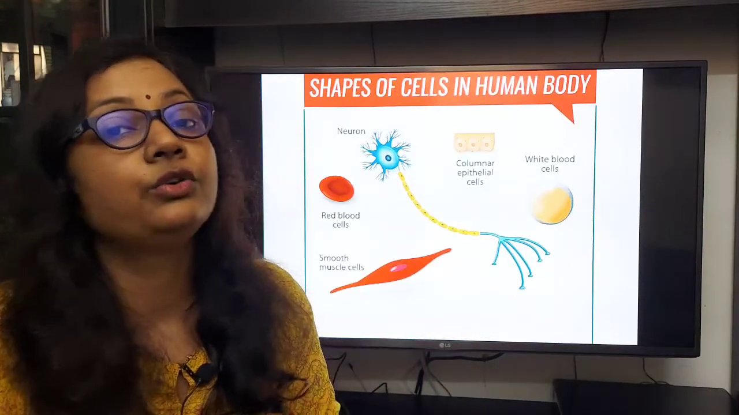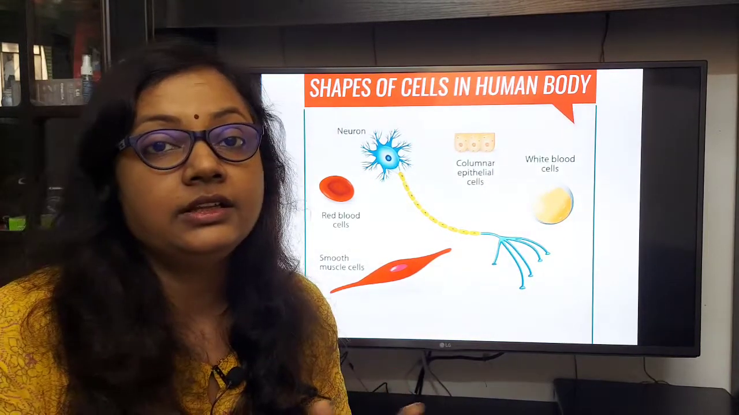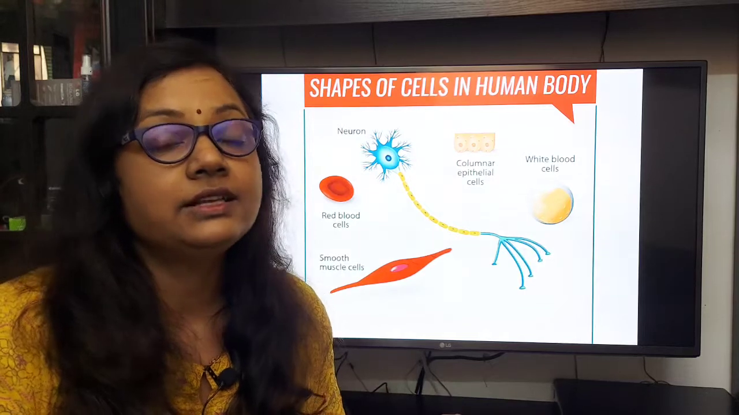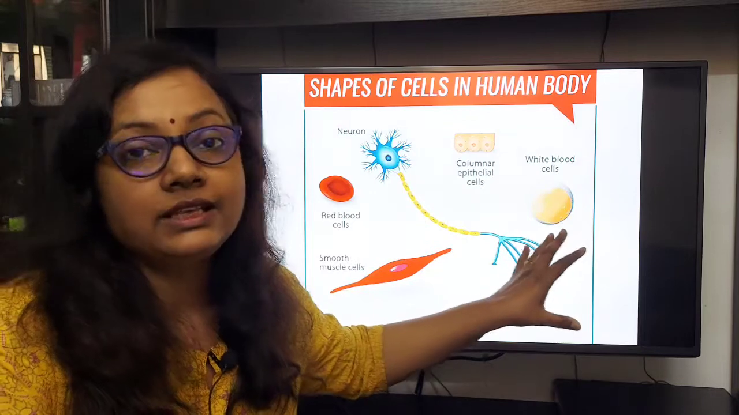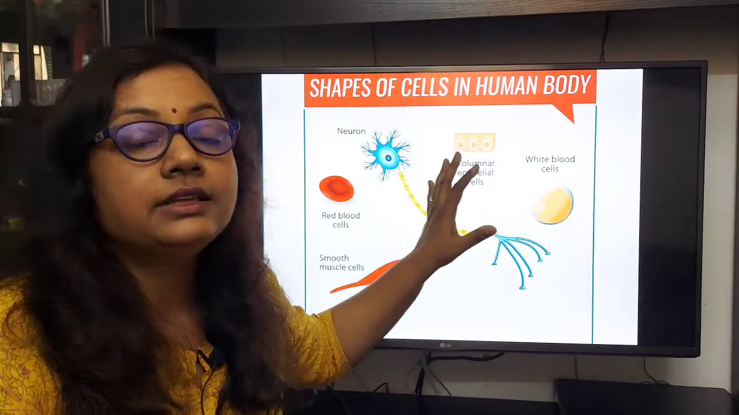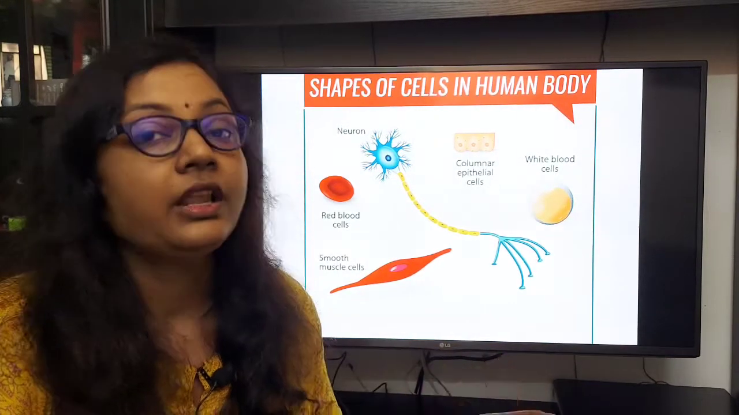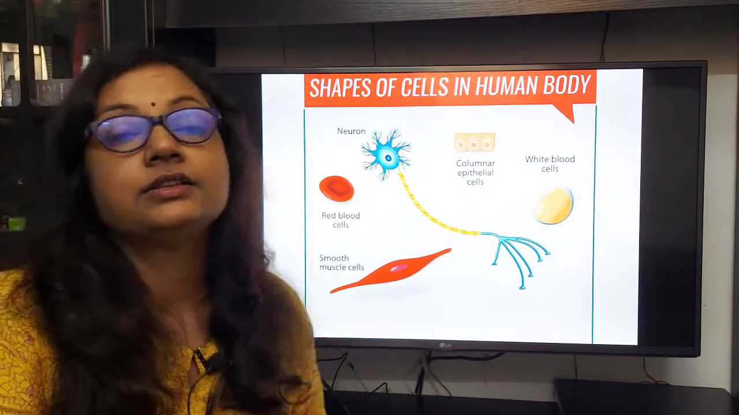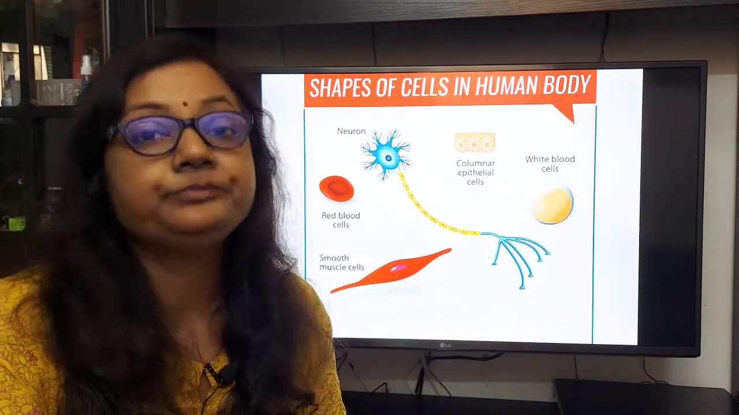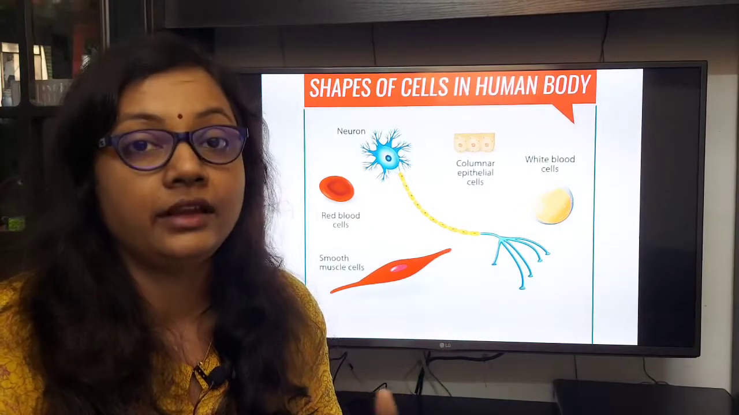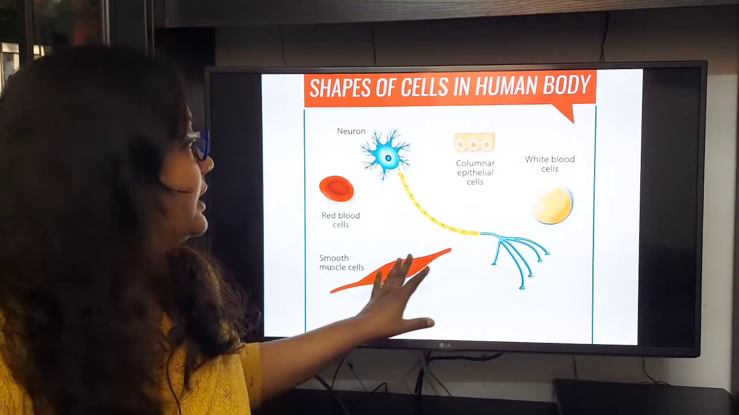Now let's discuss the shapes of the cells. Shapes of the cells also vary from each other and they perform different functions. For example, neuron cells. The structure, as you can see, is elongated and it has branch-like structures. It helps it to send messages all over the body. Now next you can see red blood cells. It is a disc-shaped structure. It has a biconcave disc which provides a greater area and helps it to absorb more oxygen.